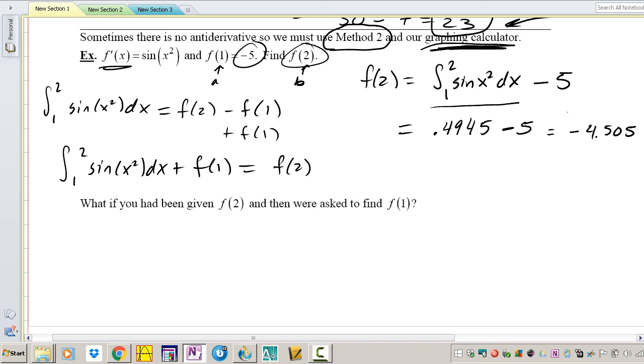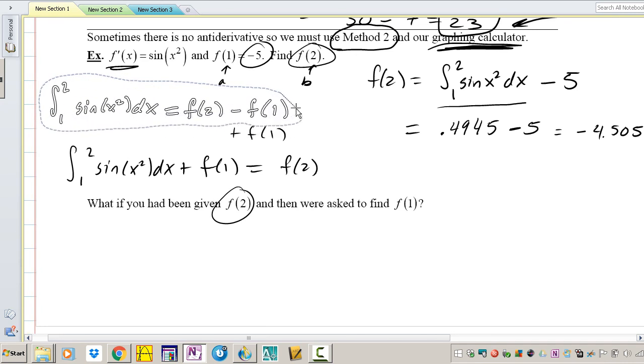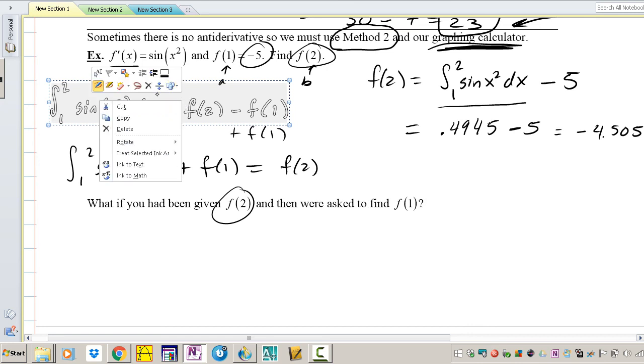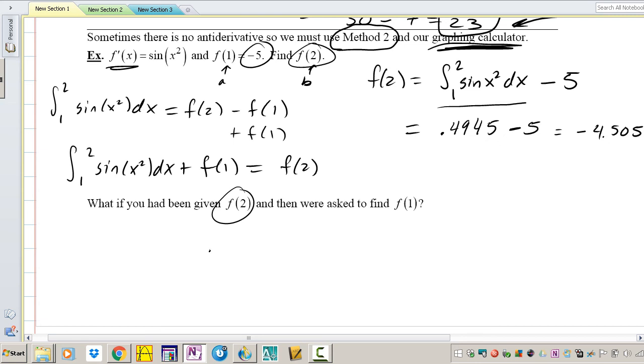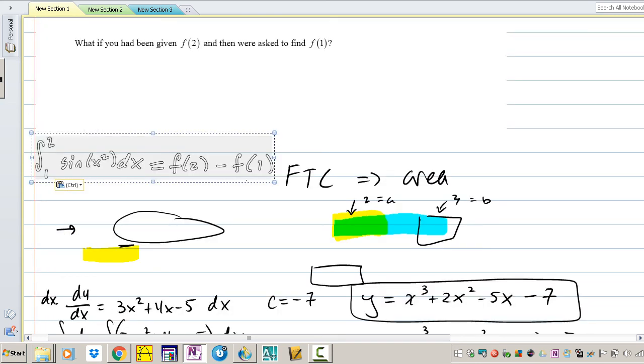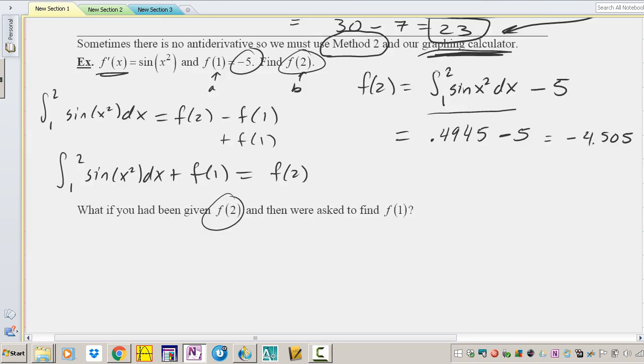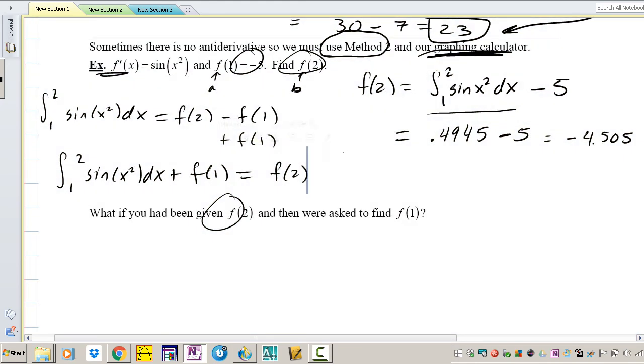Now, what if you had been given f of 2 and you were asked to find f of 1? So I'm going to go ahead and copy this equation up here. So the question was, what if I was given f of 2 and then I wanted to find f of 1? Okay, let me just rewrite this.